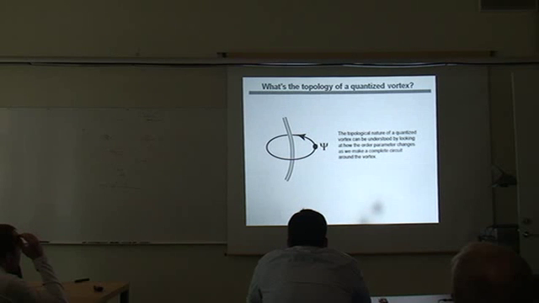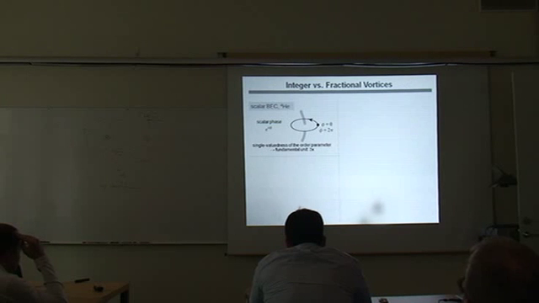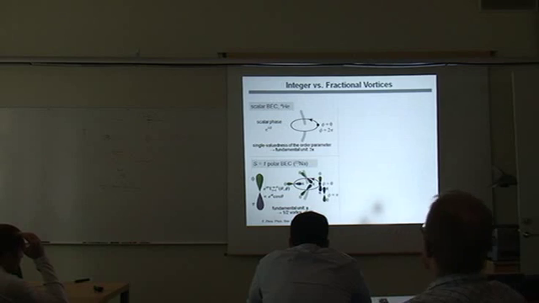So what's the topology of a quantized vortex? Well, the topological nature of a quantized vortex can be understood by looking at how the order parameter changes as we make a complete circuit of the vortex. For example, the scalar BEC and superfluid helium-4 have a scalar phase. And single-valuedness of the order parameter dictates that the fundamental unit of vortex is 2 pi. This is an integer vortex.